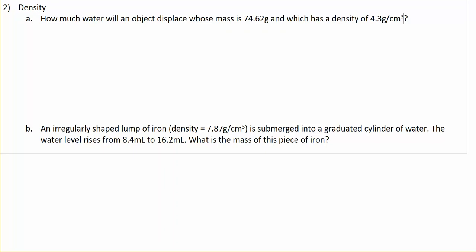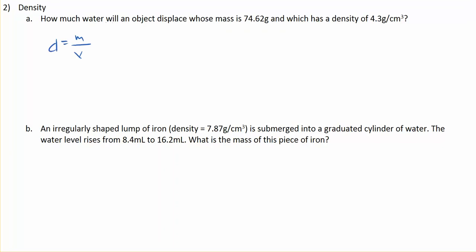Here are two problems involving density. The first reads, how much water will an object displace whose mass is 74.62 grams, which has a density of 4.3 grams per centimeter cubed? We'll start with our equation for density. Density equals mass divided by volume.